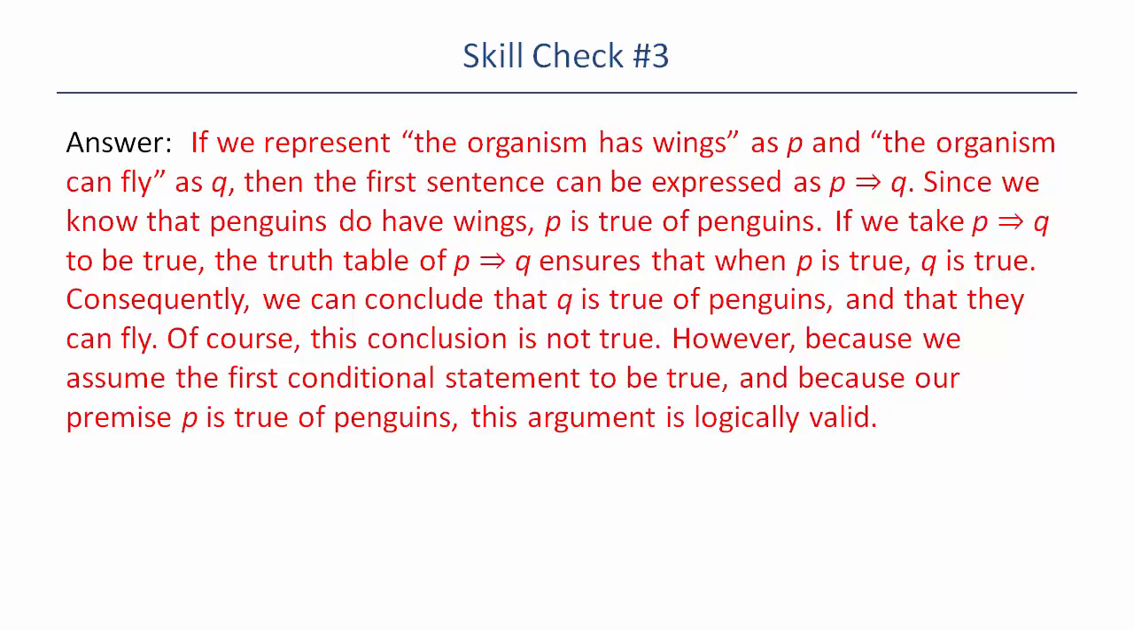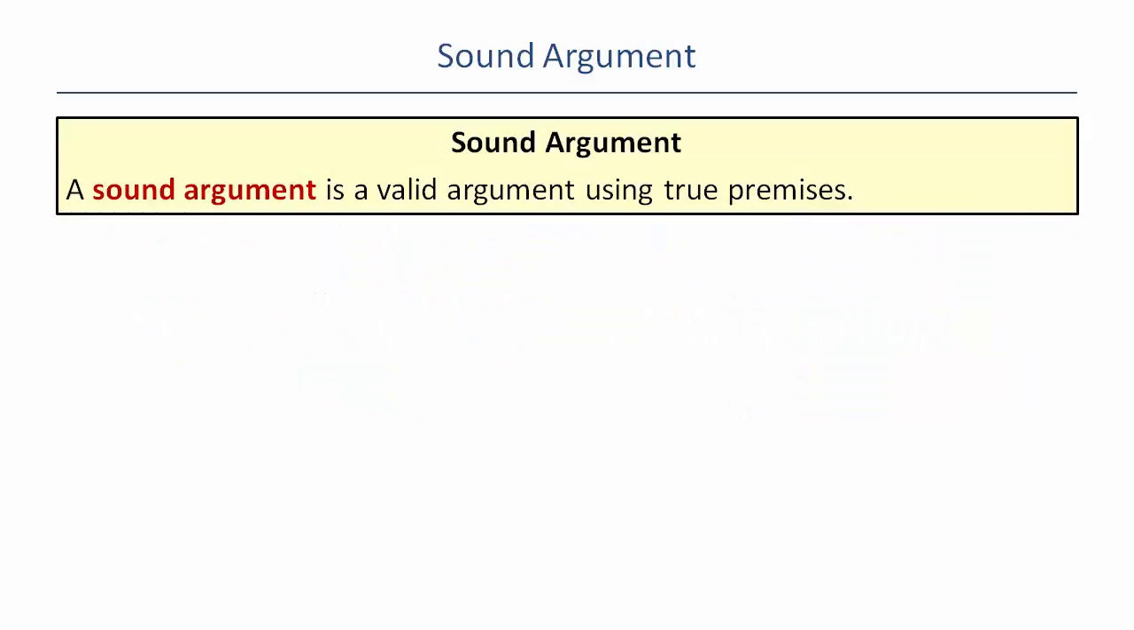So the argument is in fact logically valid, even though it's false. But why is it false? It's false because we had a bad assumption, right? We assumed P implies Q was true, which we know to be false in the real world. So that's where these things can get tricky. Because if they gave this to you on a test and asked, is it a valid argument? The answer would be yes, it's a valid argument. It's not a true argument, it's a valid argument. Two completely different things. Okay, a sound argument is just a valid argument using true premises.